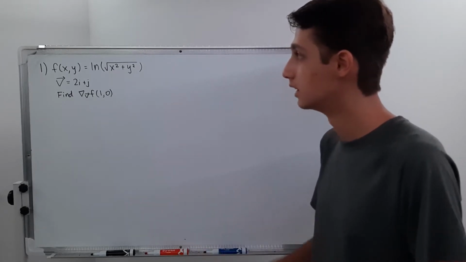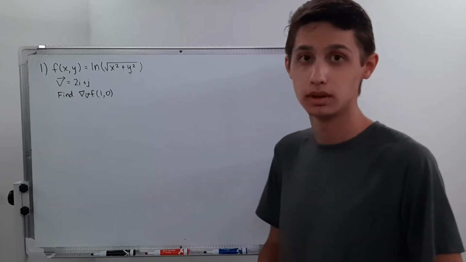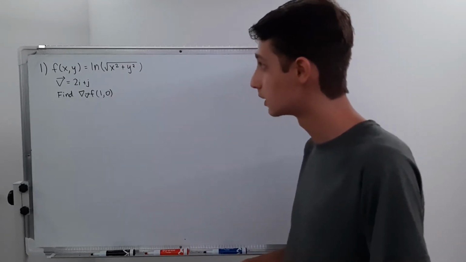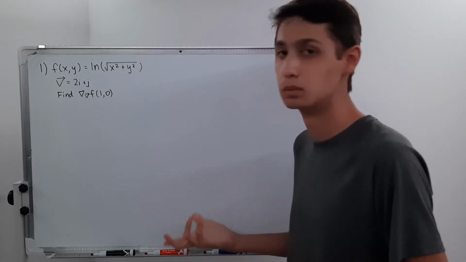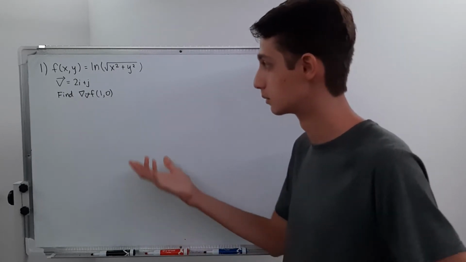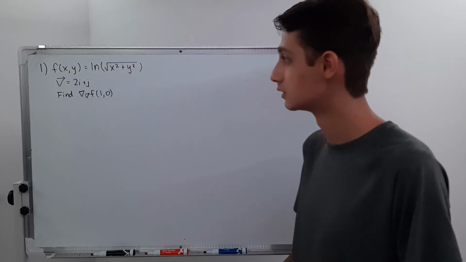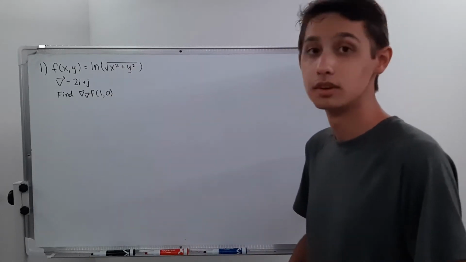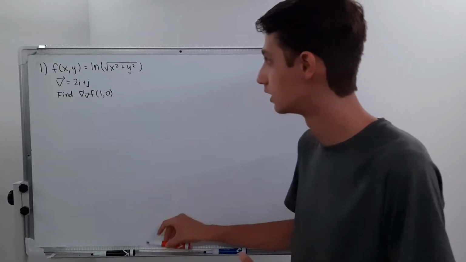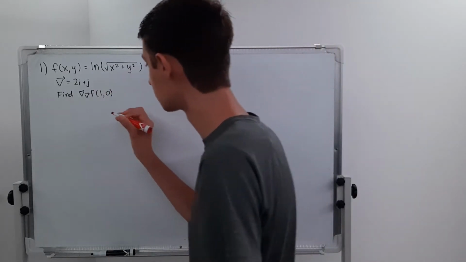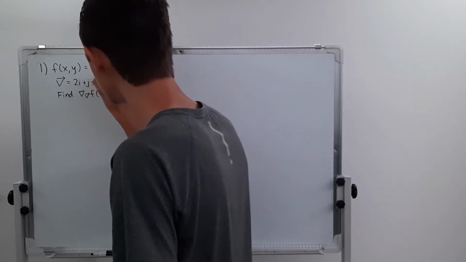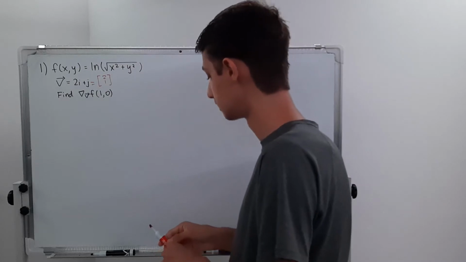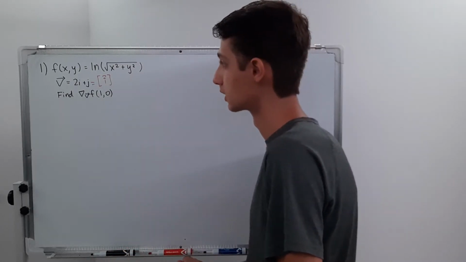So let's begin. Our function is a 2-input function, natural log of the square root of x squared plus y squared. Our vector is 2, 1. We're going to find the directional derivative with respect to that vector at 1, 0. First, I want to rewrite our vector in standard vector notation, 2, 1, just like that, so we can be more comfortable working with it.